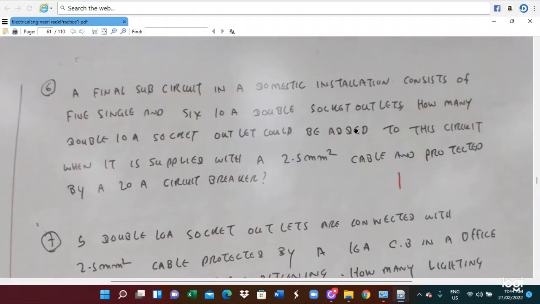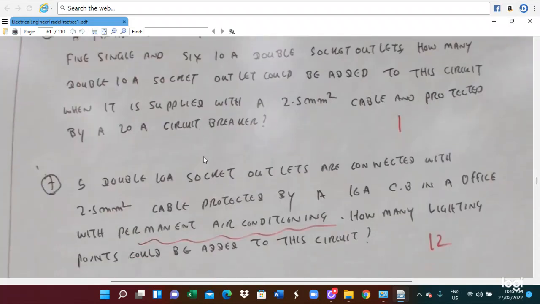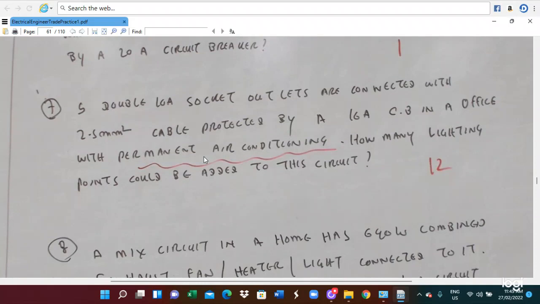The final sub-circuit in the domestic installation consists of 5 single and 6 10 ampere double socket outlets. How many double 10 ampere socket outlets could be added to the circuit when it is supplied with 2.5 mm square cable and protected by a 20 ampere circuit breaker? This is the one. It depends on 10 ampere socket outlets connected with 2.5 mm square cable protected by a 16 ampere circuit breaker in an office with permanent air conditioning. How many lighting points can be added to this circuit?